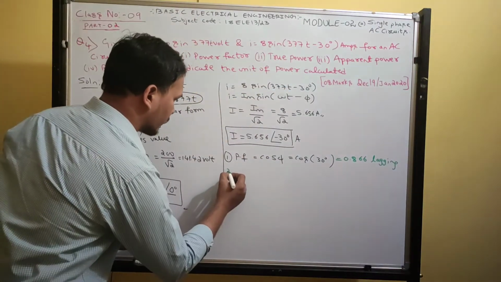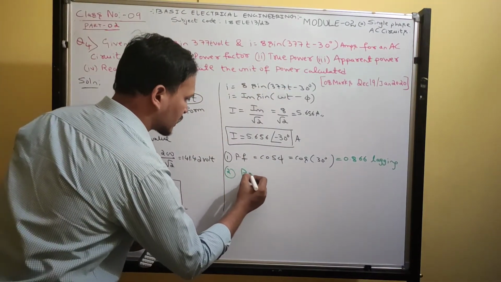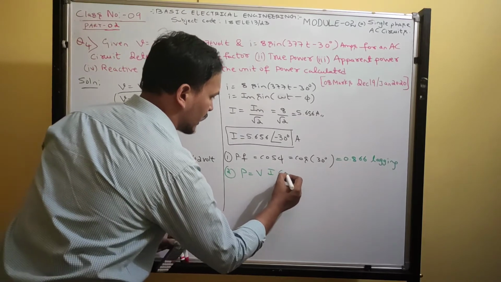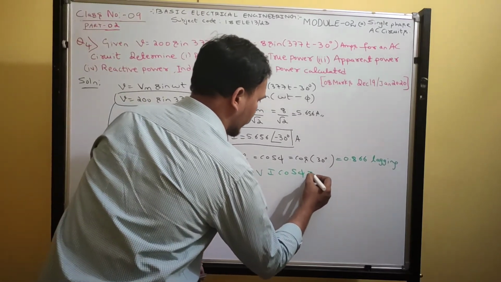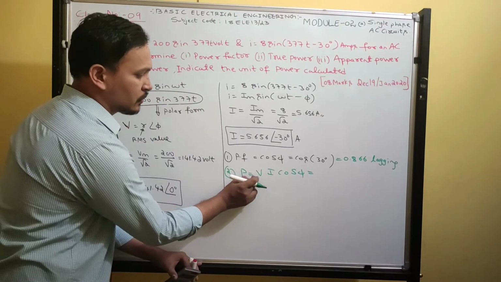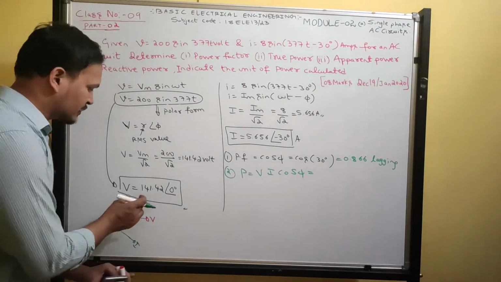Then true power. True power is given by this formula: VI cos phi. What is voltage? You should write only RMS values. What is the RMS voltage?